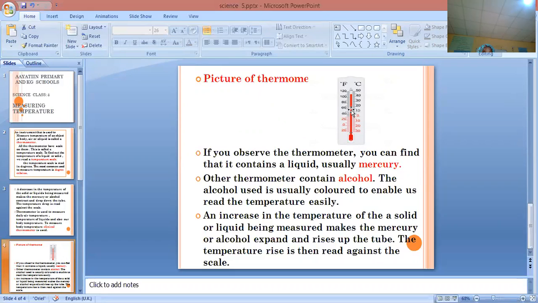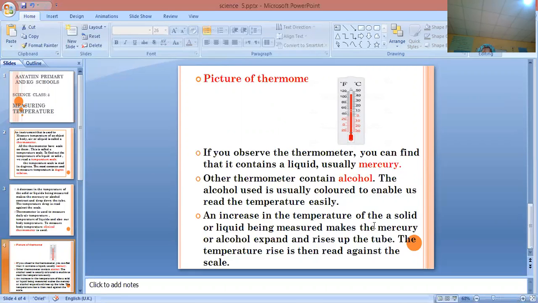This liquid rises up when the temperature is high, and it drops when the temperature is low. So we use a thermometer to measure temperature. The temperature scale is these numbers. Inside the thermometer we have a liquid, and the two liquids that are mostly used are mercury and alcohol.